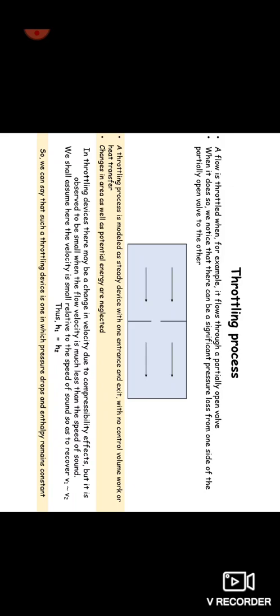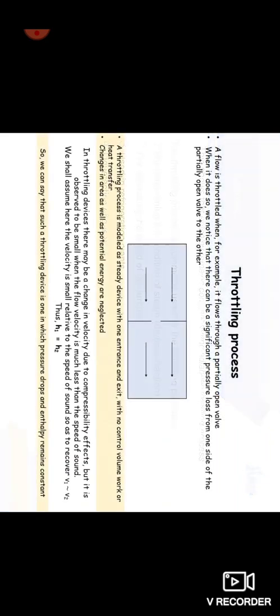Now, what is a throttling process? A flow is throttled when, for example, it flows through a partially open valve. When it does so, we notice that there can be significant pressure loss from one side of the partially open valve to the other. The throttling process is modeled as a steady device with one entrance and one exit with no control volume work or heat transfer. Change in area as well as potential energy are neglected.